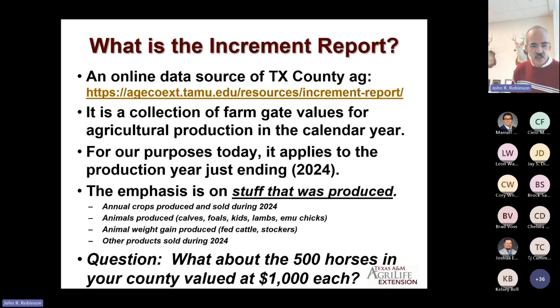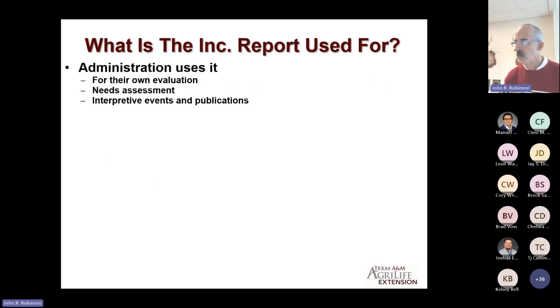What they meant, incorrectly, was that there's an inventory that's worth $1,000 a head. We get the same thing reported with cattle. They'll say there are 10,000 cattle in my county and they're worth $1,000 apiece. Well, unless you're talking about something being born and sold or something getting heavier, that's not production. So we've got to make this distinction between the value of inventory, a stock of animals, versus things that are produced. The emphasis for the increment report is stuff that's produced. And we'll get into many, many examples of that.